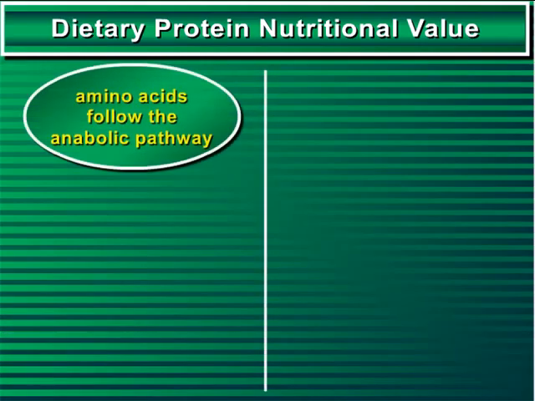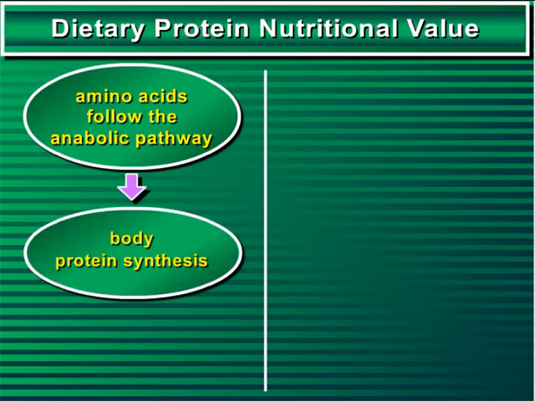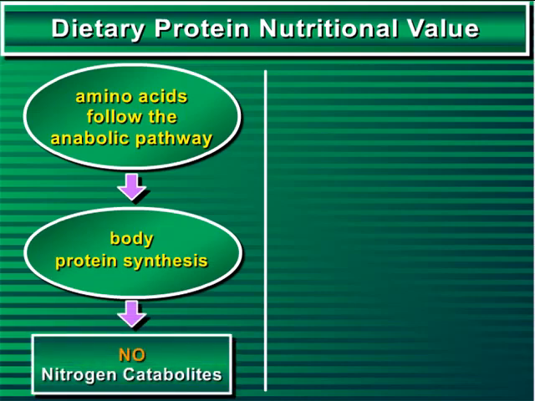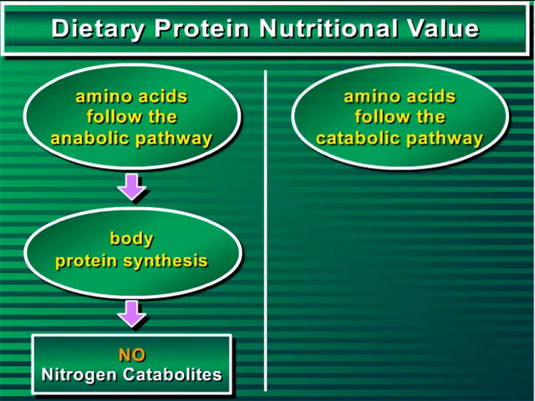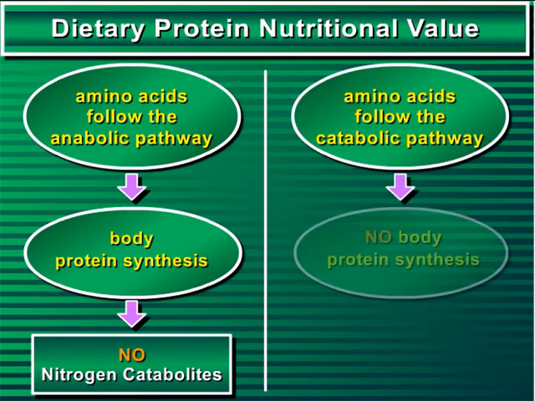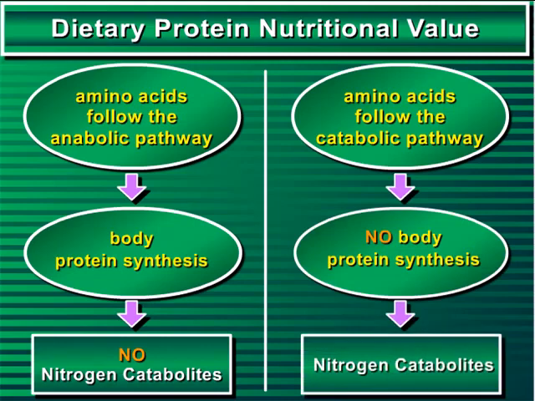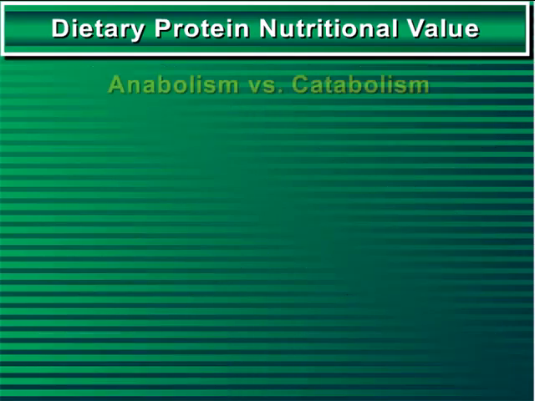It should be noticed that the anabolic pathway has two main positive characteristics. It provides body protein synthesis, and it does not provide any nitrogen catabolites. On the contrary, the catabolic pathway has two main negative characteristics. It cannot provide body protein synthesis, and it does provide nitrogen catabolites, which are metabolic toxic waste.